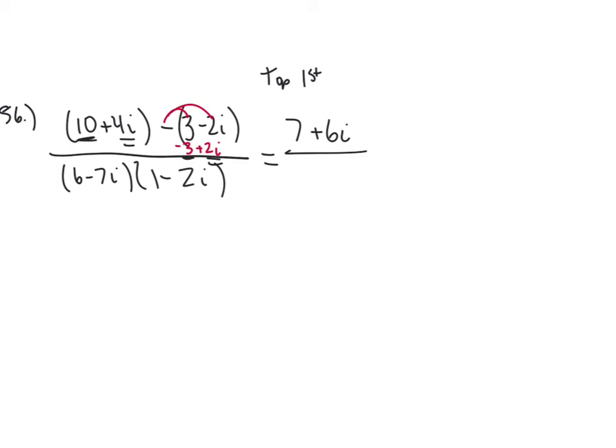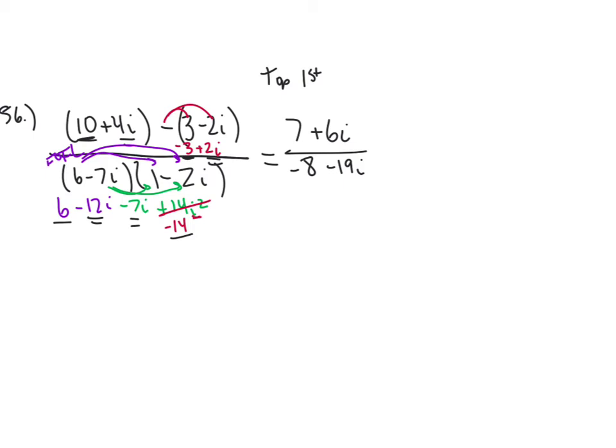Now the bottom is FOIL. This is FOIL. So 6 is going to go over to 1. I'm just going to put the work underneath it to save myself some space. 6. Then I'm going to get 6 times negative 2i is minus 12i. Now I'm going to do negative 7i times 1 is minus 7i. Now negative 7i times minus 2 is plus 14i squared. Remember, the i squared right here makes this negative 14. So the bottom of this after FOIL actually turns into 6 minus 14, which is negative 8. Then I have minus 12i, minus 7i is minus 19i.